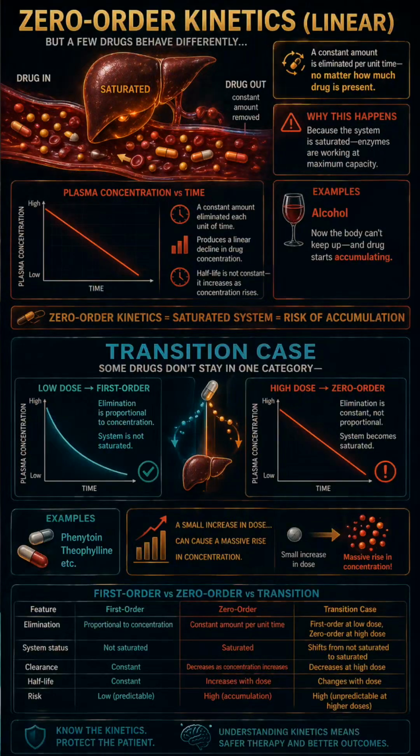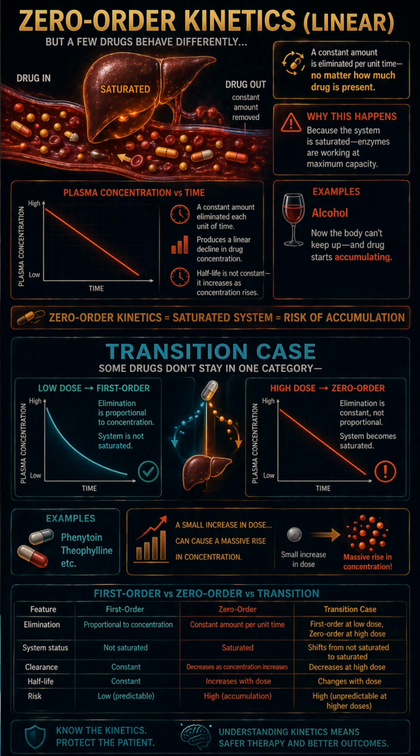Now, the linear kinetics, zero order. A few drugs behave differently. A constant amount is eliminated per unit time, no matter how much drug is present. Why does this happen? Because this kind of system is saturated. Enzymes are working at maximum capacity. For example, alcohol. Now, the body can't keep up. The drug starts accumulating.